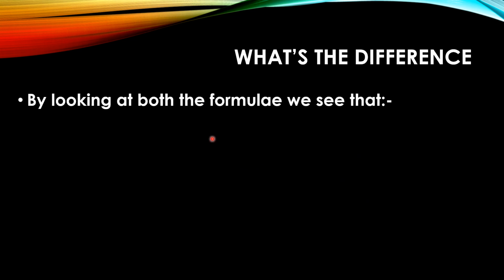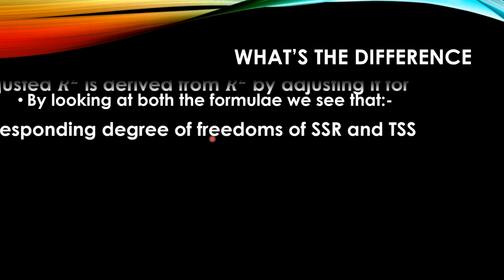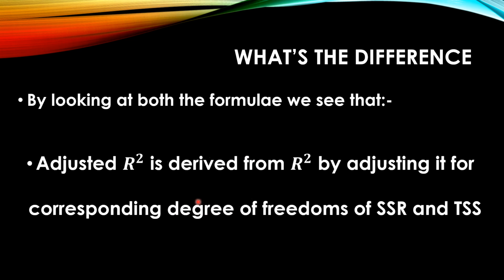By looking at both the formulae, we see that adjusted R square is derived from R square by adjusting it for corresponding degrees of freedom of SSR and TSS. So, first mystery solved. The name adjusted came from this fact that R square is being adjusted for corresponding degrees of freedom.